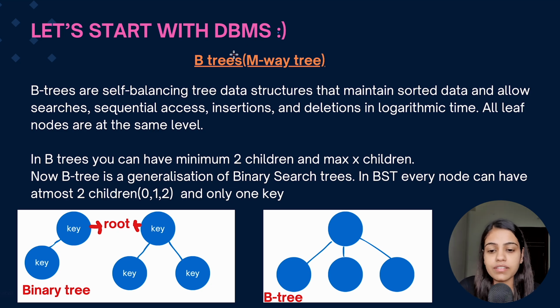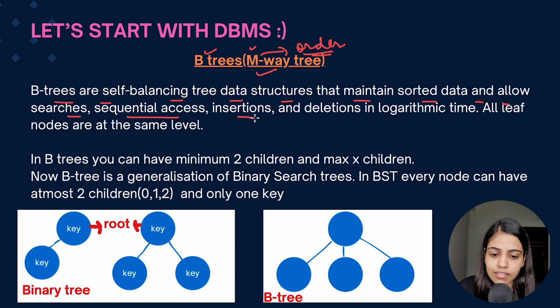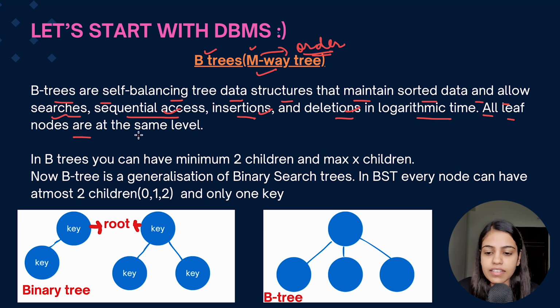Now what are B trees? A B tree is also called an M-way tree, where M defines the order of the tree. We'll be learning about the order of the tree in the next set of slides. For now you can just understand that M represents the order of the tree. B trees are self-balancing tree data structures that maintain sorted data and allow searches, sequential access, insertion and deletion in logarithmic time. So all the CRUD operations are performed in logarithmic time. Also, all leaf nodes are at the same level in B trees. So all the leaf nodes, or the last nodes, are at the same level.